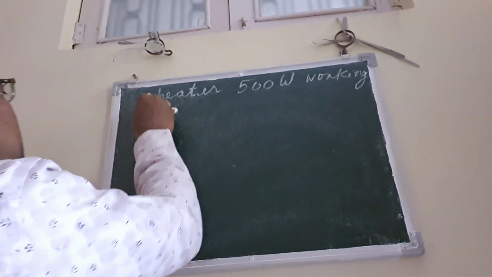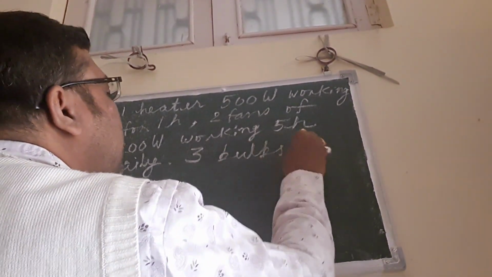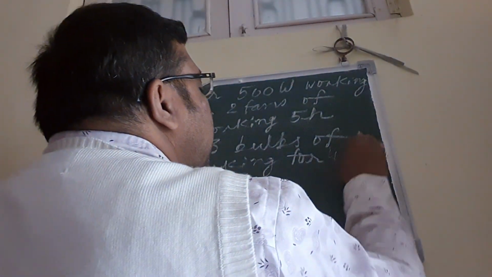working for 1 hour daily, and two fans of 200 watt working 5 hours daily. Three bulbs of 100 watt working for 4 hours daily.